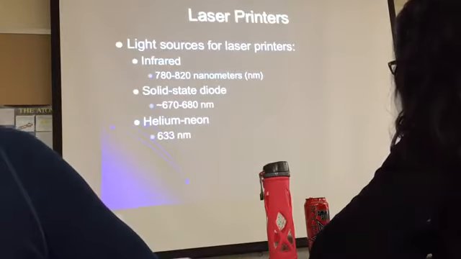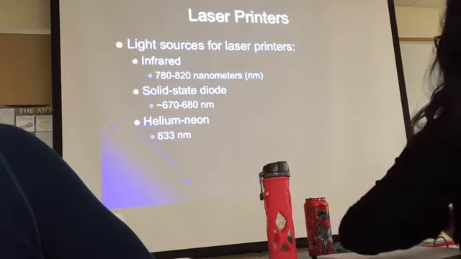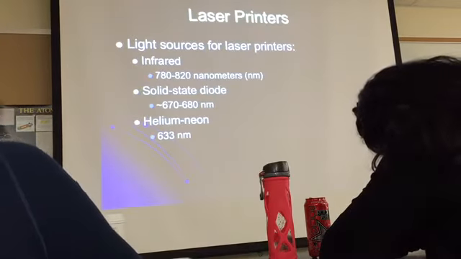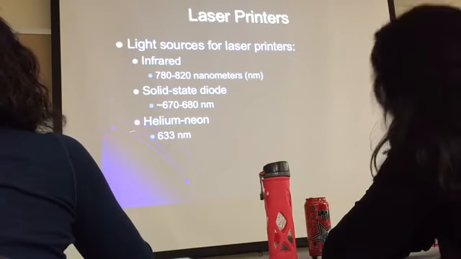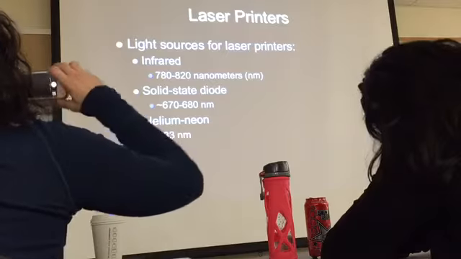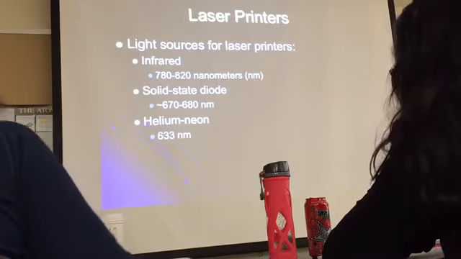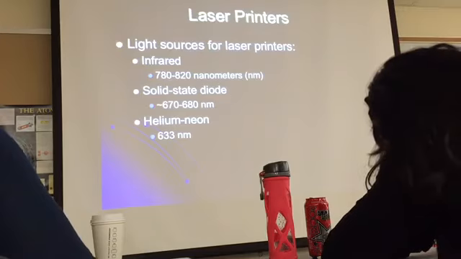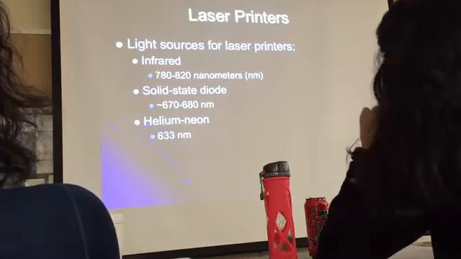All right, so how do they work? They need light sources, very specific ones for laser printers. You cannot just use any laser. They can use infrared, obviously not a laser, solid state diodes, and they can use the helium neon, 633 nanometers. This is the wavelength of the laser. For the solid state diode, 670 to 680, and for the infrared, 780 to 820 nanometers.